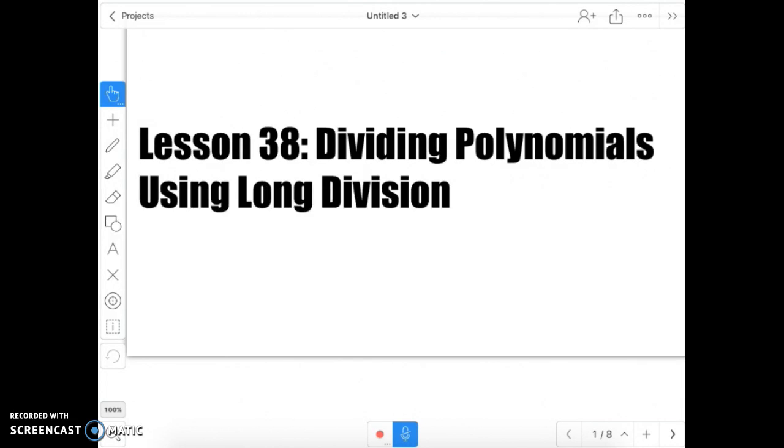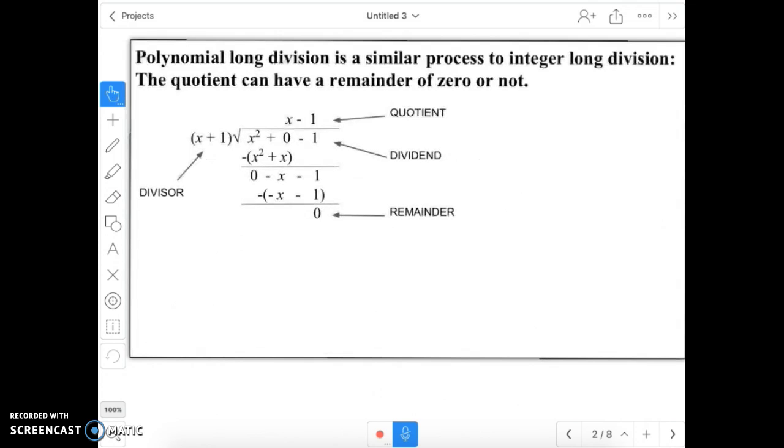Hello. In today's lesson, we're going to look at dividing polynomials using long division. Now, this concept can be a little bit tricky, and it's definitely a process that you have to get used to. However, if you are comfortable with long division using integers or numbers, it should be fairly doable. Generally the same process, so we're going to jump right into it.